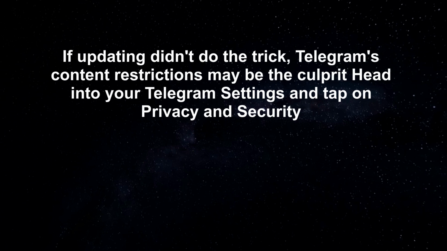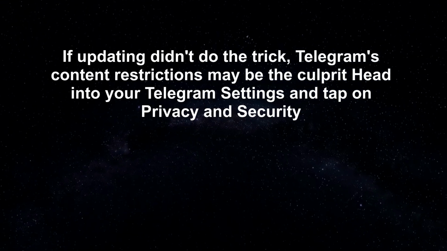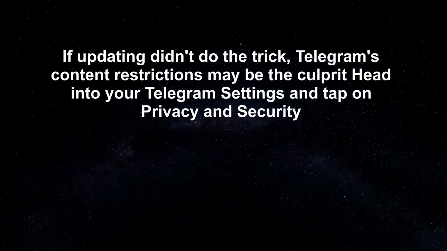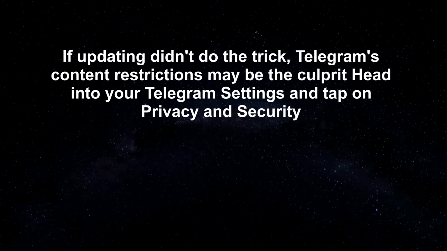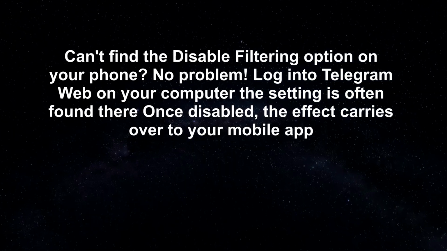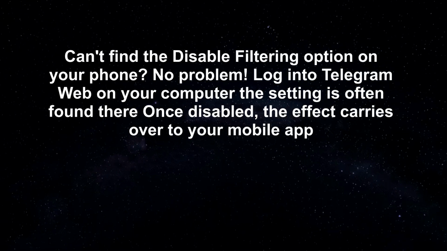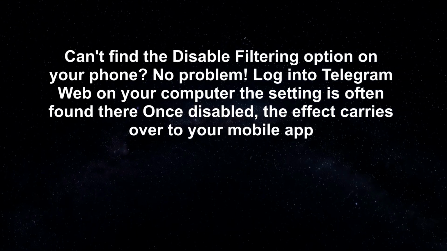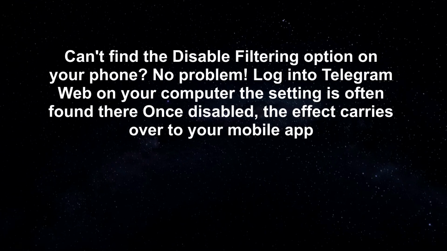If updating didn't do the trick, Telegram's content restrictions may be the culprit. Head into your Telegram settings and tap on Privacy and Security. Can't find the disable filtering option on your phone? No problem. Log into Telegram web on your computer. The setting is often found there. Once disabled, the effect carries over to your mobile app.